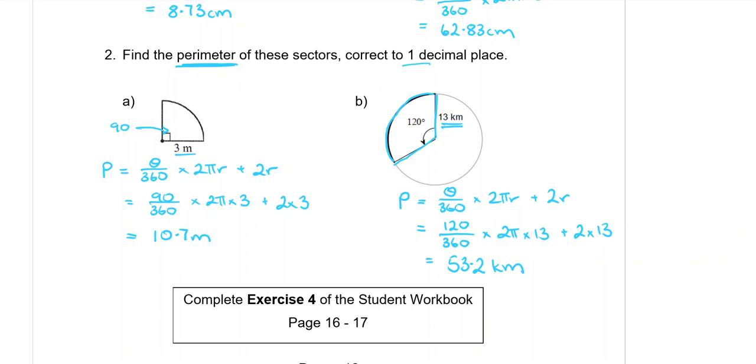Okay, so that means you can go to exercise 4 and do pages 16 and 17.